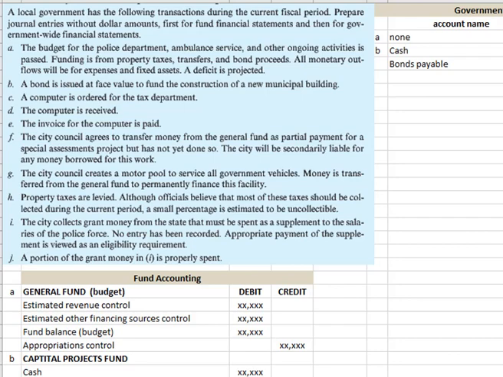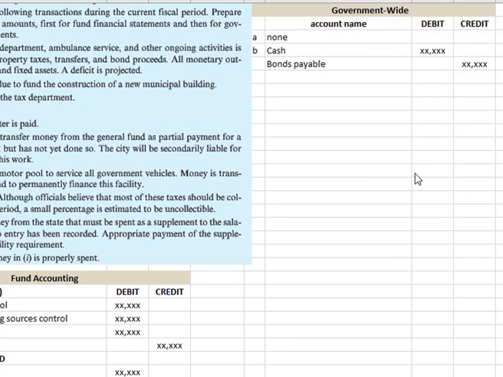So let's put this up here for you. Notice that we don't have to indicate a fund on these entries. Government-wide, it's not going to have individual funds, but in the fund accounting financial statements, you have to indicate which fund you're making the entry to, but not in the government-wide. All right, there won't be an entry for C because ordering something is not an accounting event for accrual basis. So C would be none.